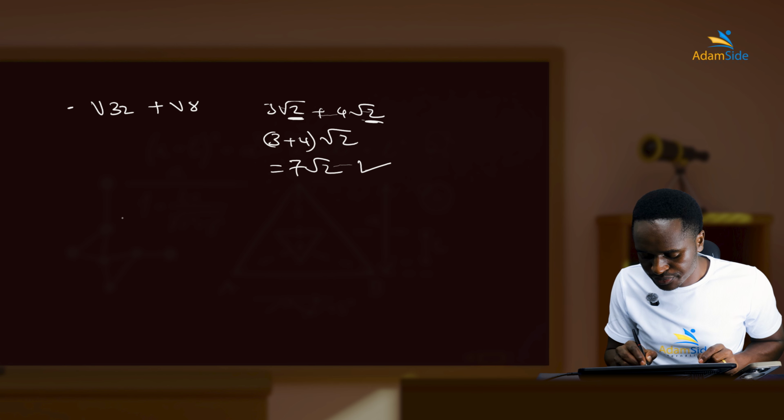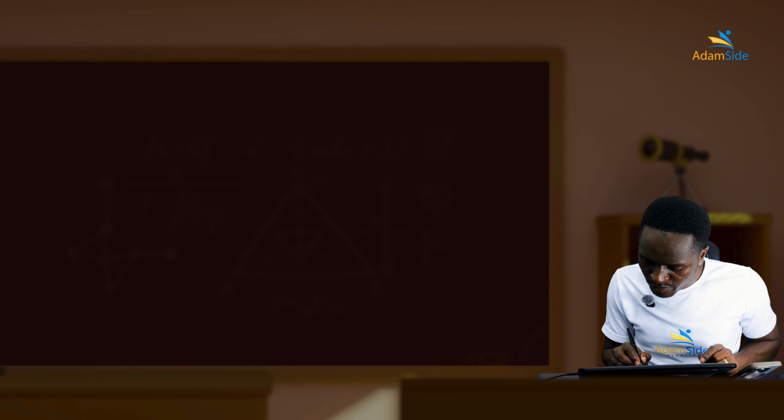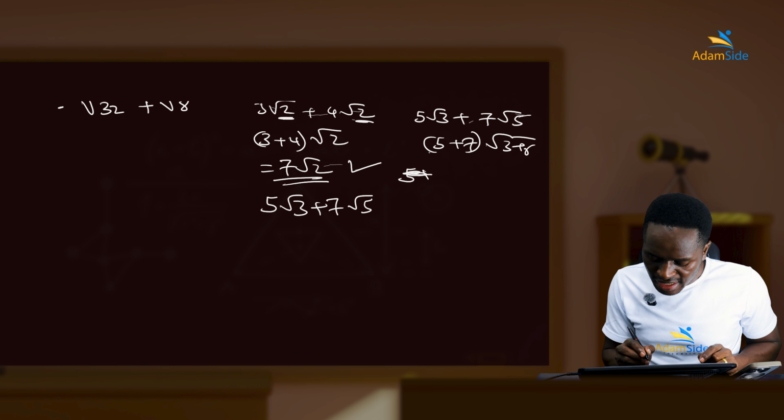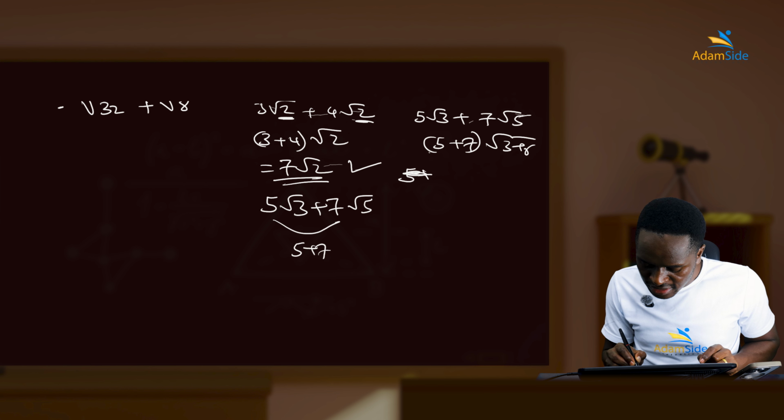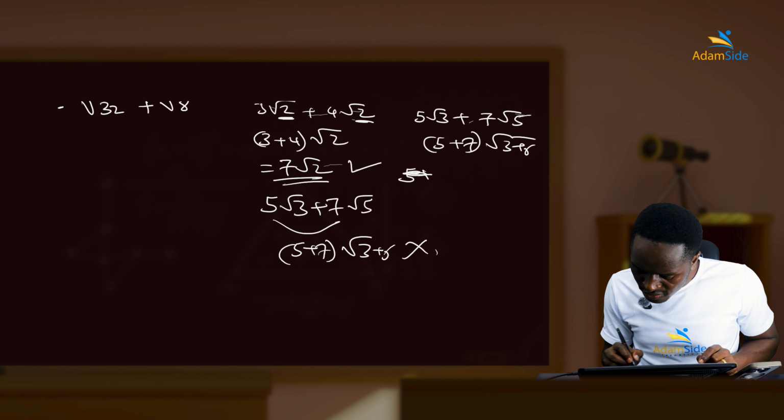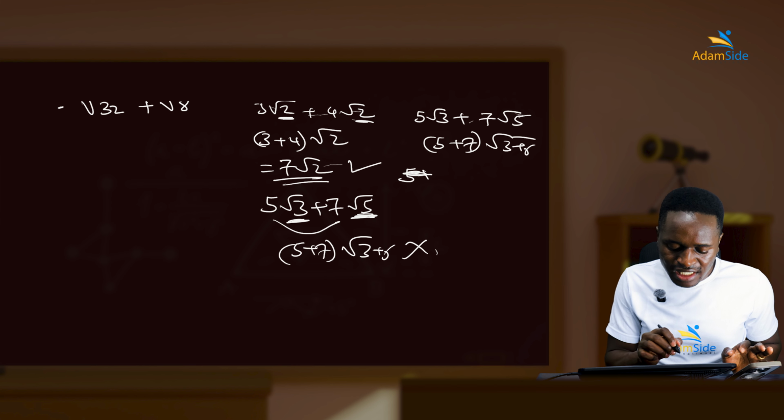This is correct. You're given 5 root 3 plus 7 root 5, and then say this one will be the same as 5 plus 7, then this one 3 plus 5. This is wrong because this one is not the same as that one. We understand that. The same with this one.